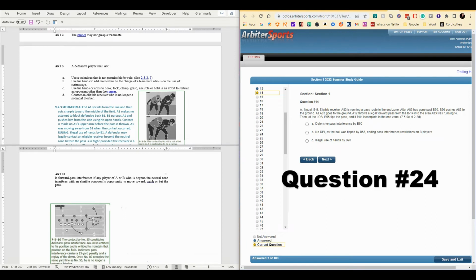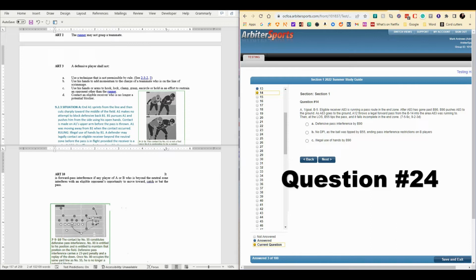All right, question number 14. A first and goal at the B5. Eligible receiver A83 is running a pass route in the end zone. After A83 has gone past B90, B90 pushes A83 to the ground. As A83 goes to the ground, A12 throws a legal forward pass from the B14 into the area A83 was running to. Then, at the line of scrimmage, B55 tips the pass and it falls incomplete in the end zone. Okay, so again, sort of a gotcha question. We talked about this before.